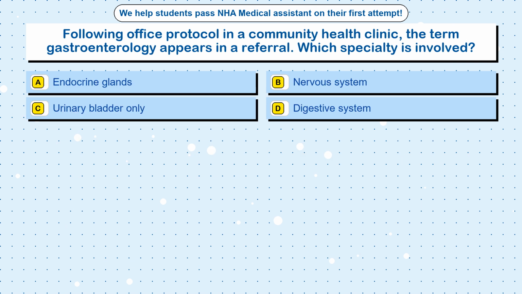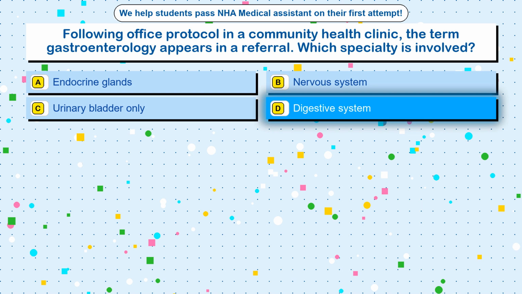Question 68. Following office protocol in a community health clinic, the term gastroenterology appears in a referral. Which specialty is involved? Option A, endocrine glands. Option B, nervous system. Option C, urinary bladder only. Option D, digestive system. The correct answer is option D, digestive system.